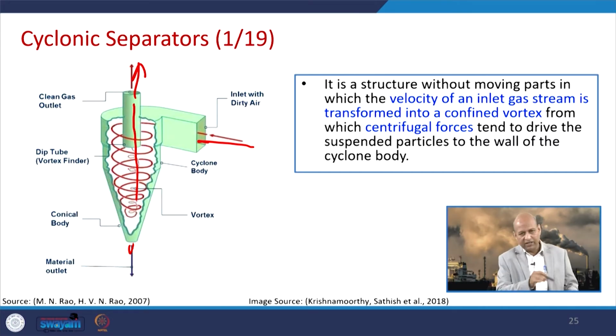So, it goes up again in circular motion, and there again it is trapped. Whatever smaller particles remain can again give up their velocity to 0 and come down. That way cyclonic separators work.